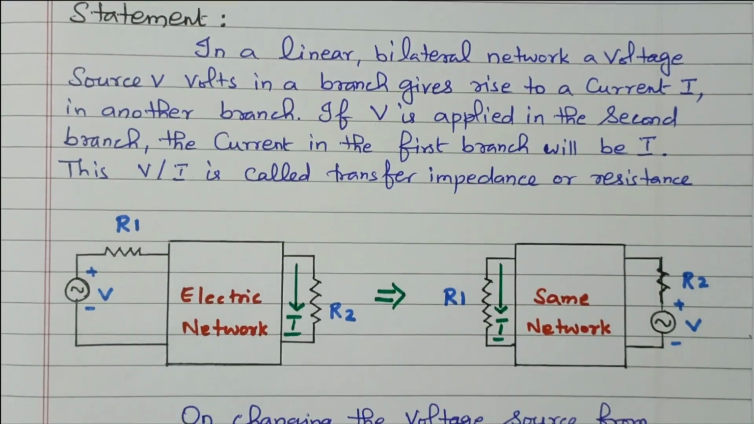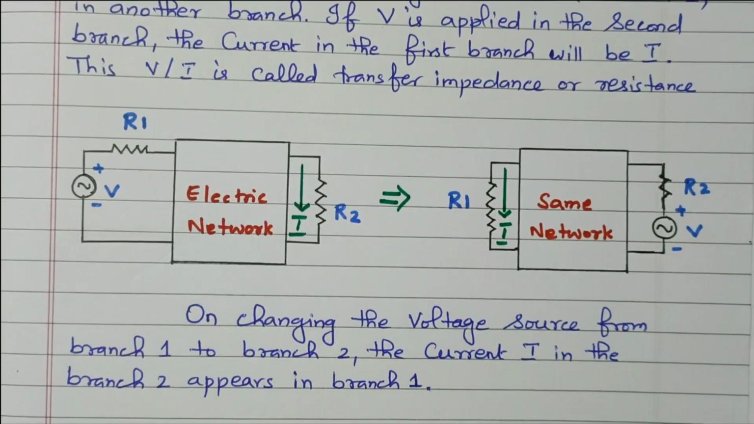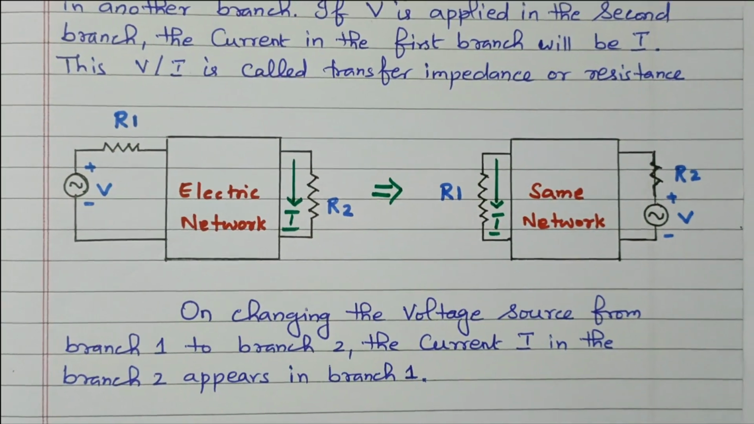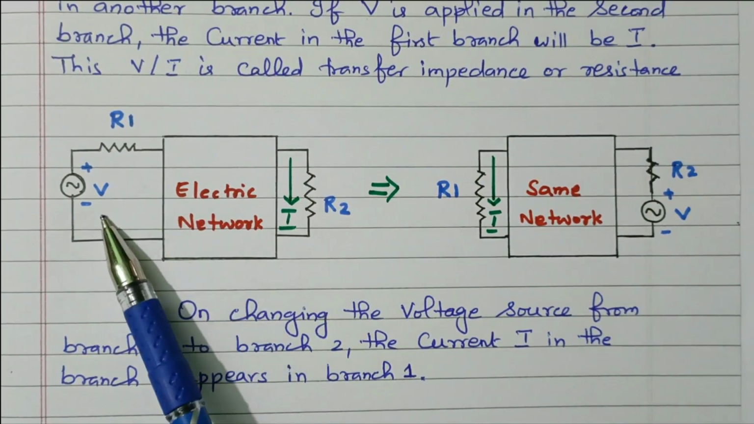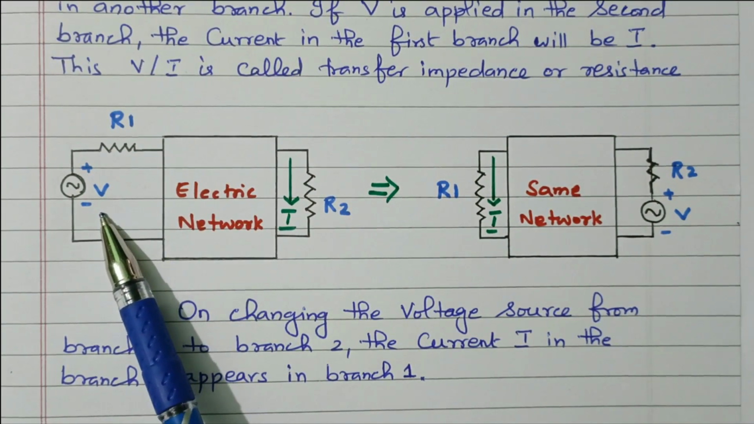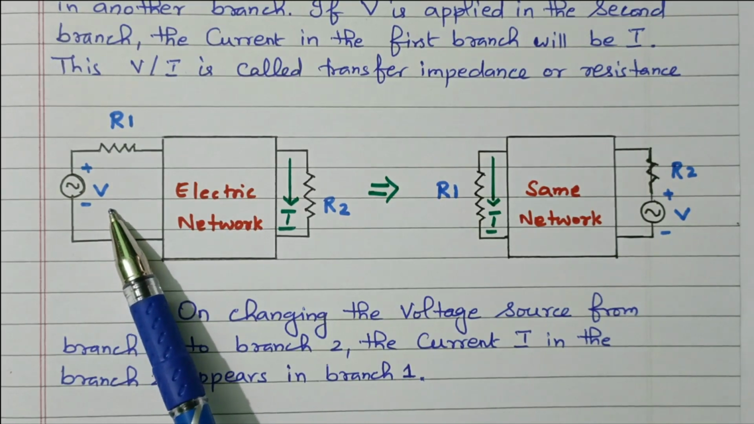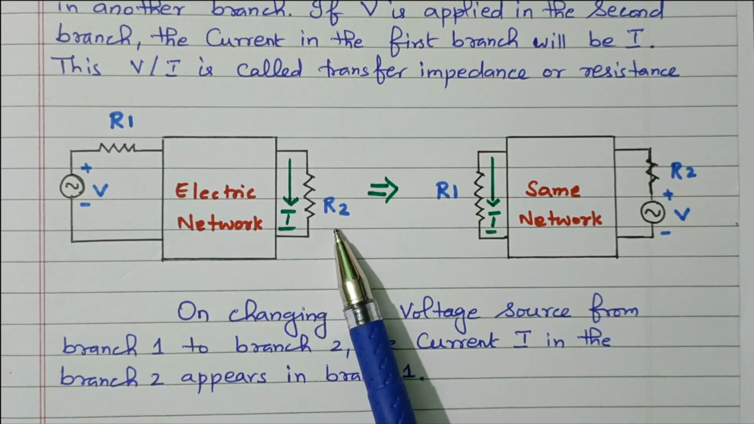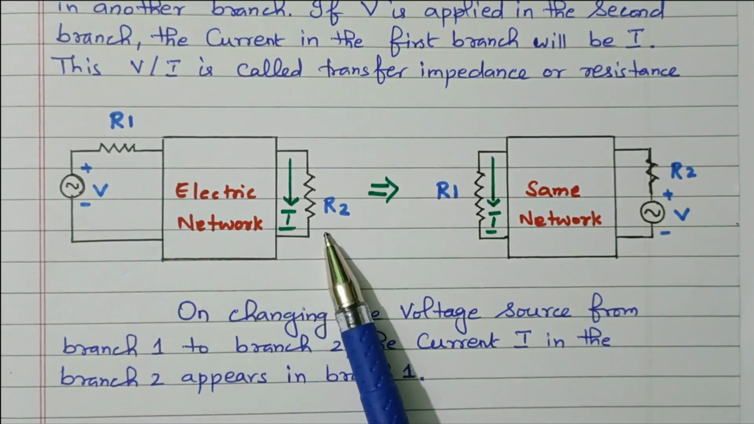Right, now we'll see the diagram so that you're able to understand clearly. So this is the linear bilateral network. The voltage source is available in the first branch, so there is a rise of current in the second branch, that is the load end. This is the source end, and this is the load end.